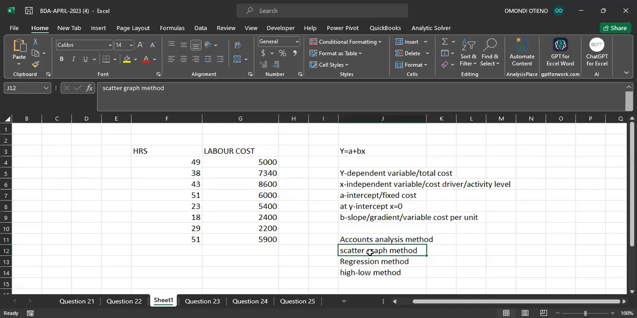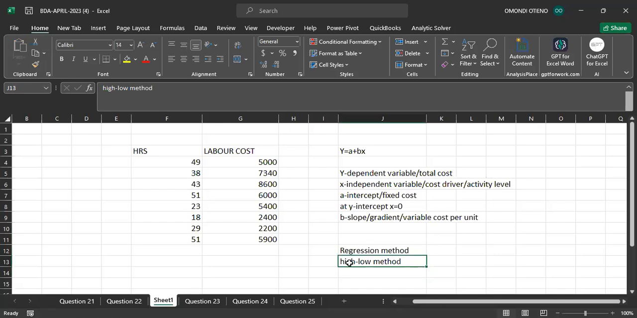This one here, they did not include it in the course outline, but a question was tested requesting you to actually use this indirectly. They were telling you to use the scattered graph method indirectly. So accounts analysis method, we are not going to apply that in BDA. Scattered graph, they are telling you to use it, but indirectly. They will not mention the word scattered graph, but the question will be given in a way that you only have the option of using the scattered graph method. Then regression method, they have to come clear and indicate some of the specifications. And of course, the ILO method.